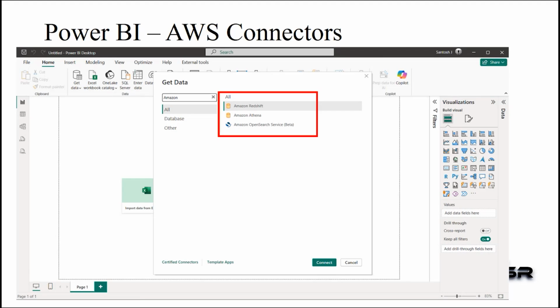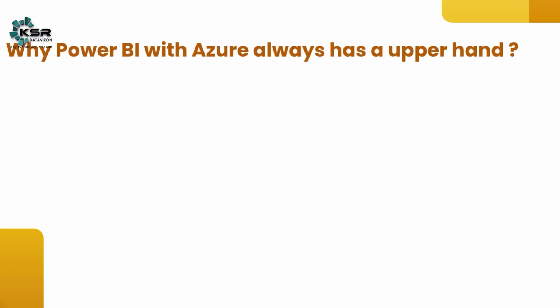If you want to connect to anything else, that is where you will have to implement a lot of custom connectors. That's a major setback with respect to AWS in terms of connectors. Now, why does Power BI with Azure always have an upper hand?